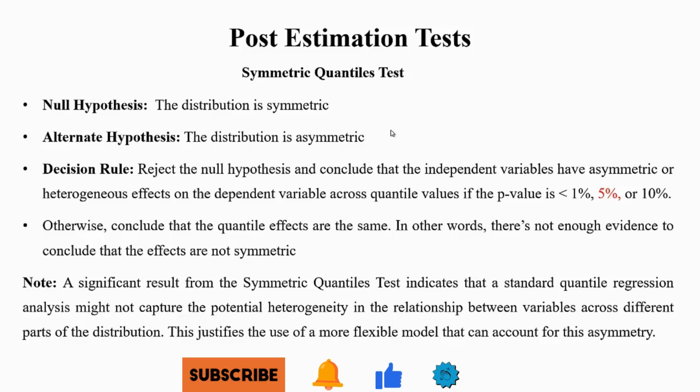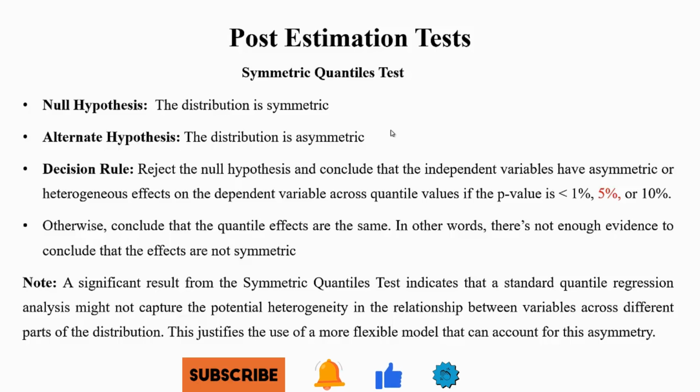So if the probability value is greater than 5%, then you fail to reject the null hypothesis and conclude that the quantile effects are the same. So irrespective of the quantile you are looking at, the impact of the independent variable on the dependent variable will remain. In other words, once you reject, that means there is not enough evidence to conclude that the effects are not what? Not symmetric. The effects are symmetric. Please take note of this.